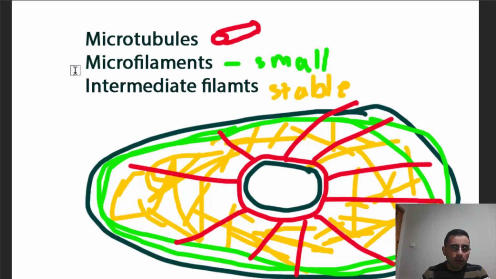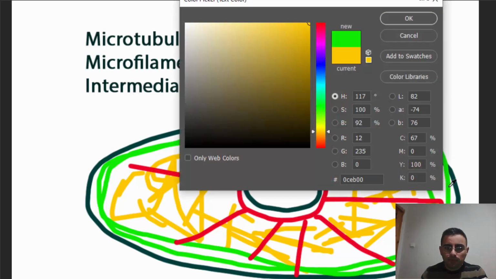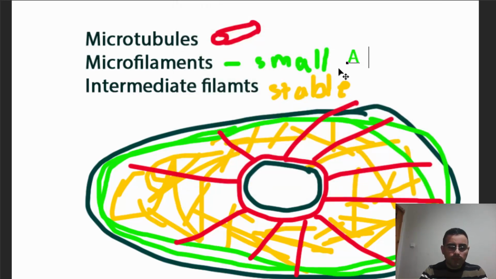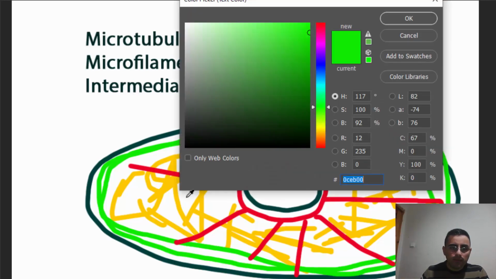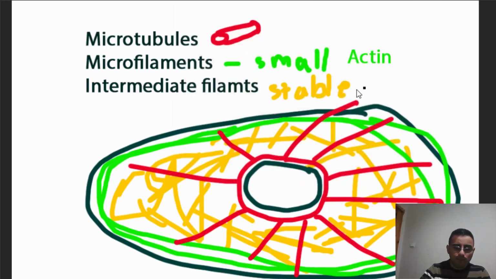Also, an important fact: microfilaments are made of actin. Let's do it in green. Intermediate filaments are made of other proteins, and there are 4 types of intermediate filaments.